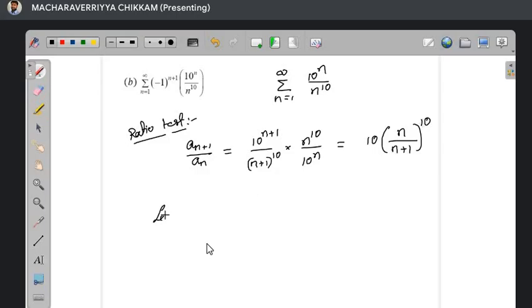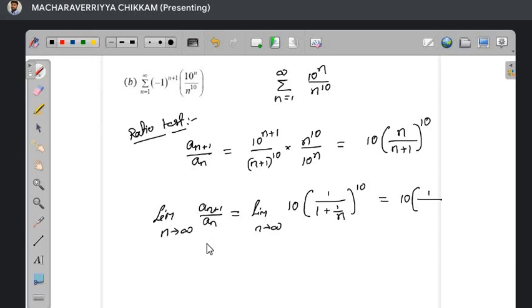Now let us take the limit as n goes to infinity of a_(n+1) over a_n. This is 10 times 1 over (1 + 1/n)^n, taking n common in the numerator and denominator and canceling it out. So this will be 10 times 1 over (1 + 0)^n, so you got 10. We got that it is greater than 1. When you get a value greater than 1, what can you conclude?